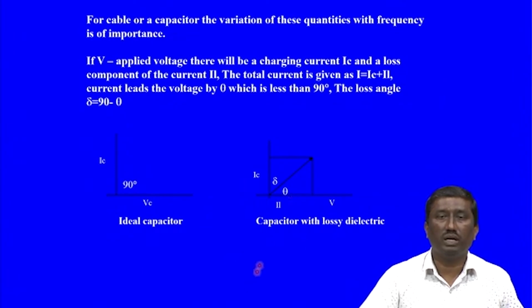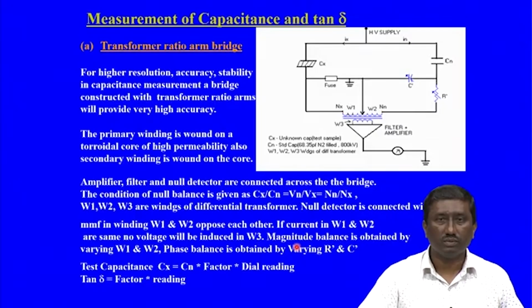which is less than 90 degrees. Here you can see it is less than 90 degrees. The loss angle, that is the delta which is shown here, is the difference, that is 90 minus theta. This gives the loss angle for any capacitor having a lossy dielectric. This is an ideal capacitor. In the ideal capacitor there will be no loss component existing. For a capacitor with a lossy dielectric, this is how a loss component does exist.